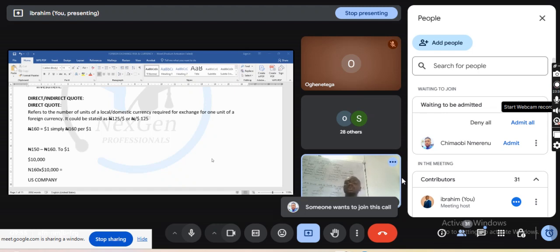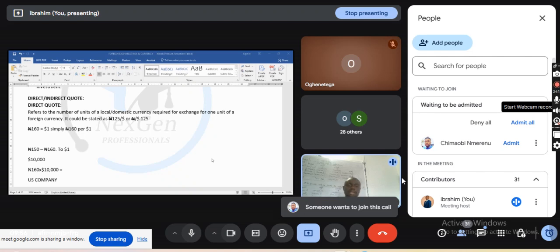Now, do we convert the $10,000 to naira? Because it is a Nigerian company, because the company is situated in Nigeria, and the spot rate has the naira sign coming first, it is automatically a direct quote. So for you to convert it to naira, you have to multiply that 160 times the dollar so that you have the value in naira.